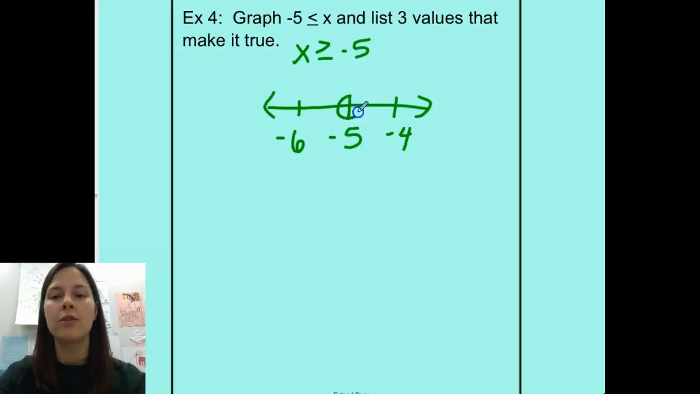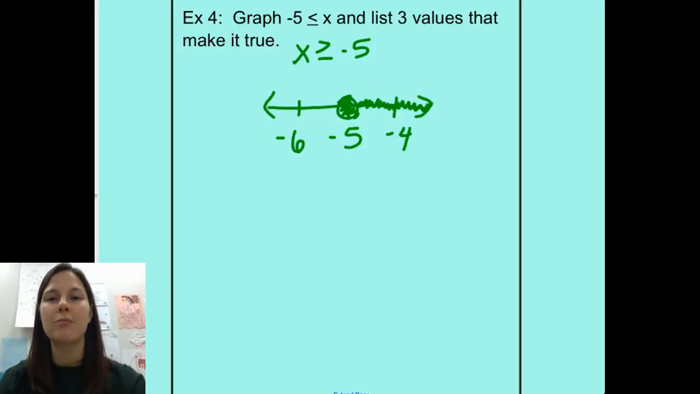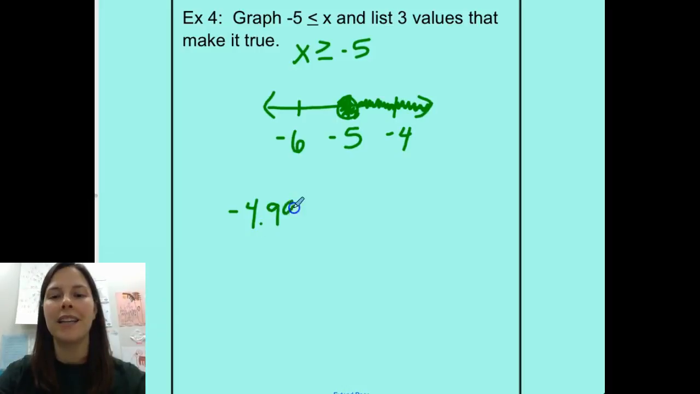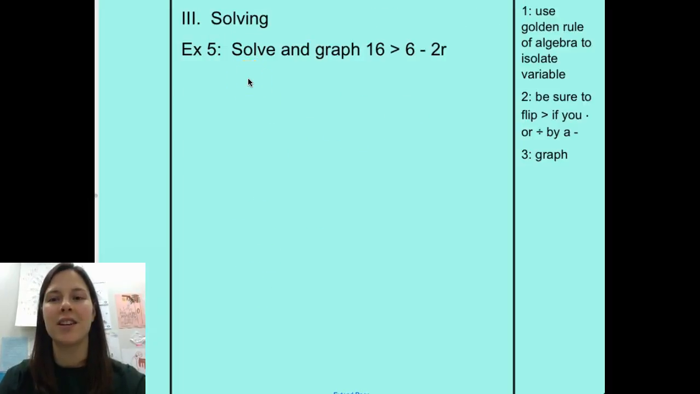With the or equal to, this time our circle is shaded in because -5 is greater than or equal to -5, so it does make that inequality true. Greater than shades to the right. All of the larger values are to the right of a number on a number line that's set up properly. 3 values that would make it true: -4.9999, -3, or 0.